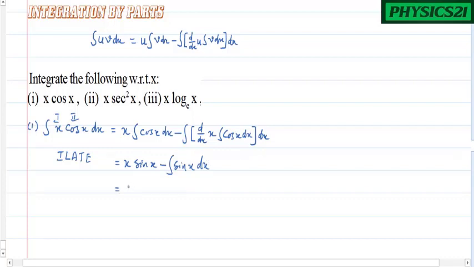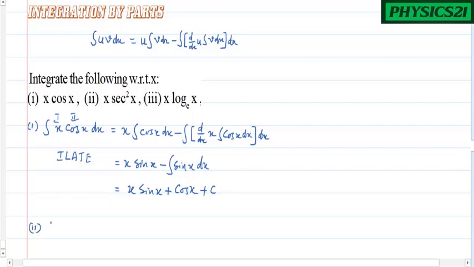Now further solve it. x sin x, minus the integral of sin x with respect to dx, which is minus cos x. So minus minus becomes plus cos x, and one more thing, the constant of integration will also be there. This is the use of the formula of integration by parts.